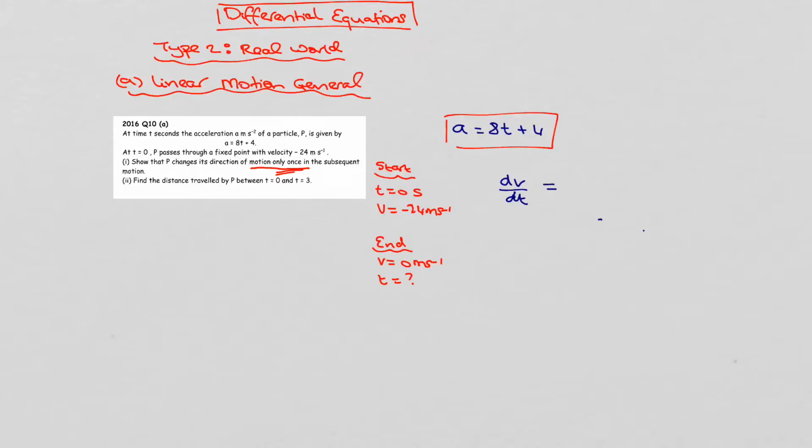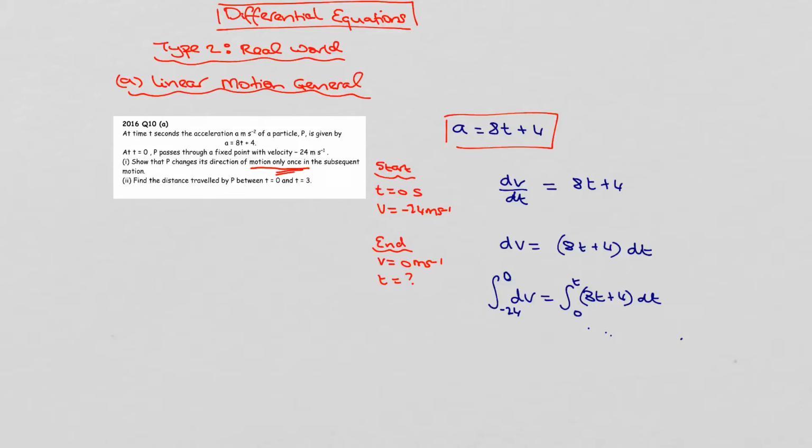So we'll say dv/dt is equal to 8t plus 4. And therefore, if we rearrange to get our v's on the left and our t's on the right, we'll have 8t plus 4 times dt. So if we set up our integrals, we'll have dv and 8t plus 4 dt. And our upper limits are always our end limits. So for velocity, we'll have 0 and minus 24 at the start. And in time, we'll have t and 0.